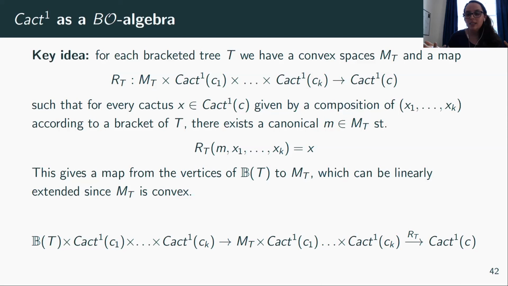Now I know that this convex space MT with this reparameterization action seems as if it came out of nowhere, but the good thing is that it actually has a very nice geometrical interpretation. So I'm going to give the last bit of this proof, which is what exactly this convex space MT is and how it acts by these reparameterizations.